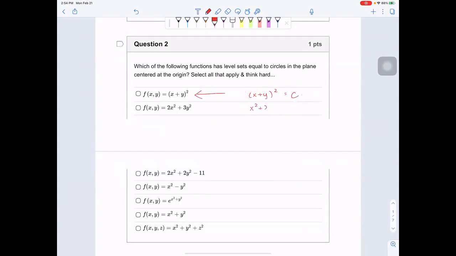Well, x squared plus 2xy plus y squared equals c. Well, this is some shape. I don't know what it is, but it's definitely not a circle, right? A circle should be x squared plus y squared equals c squared. So we know that this first choice is not our answer. This is not a circle. There's an extra 2xy here. Let's try this one.